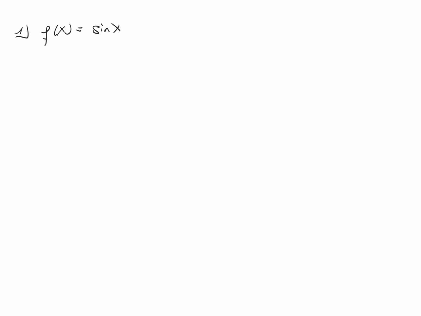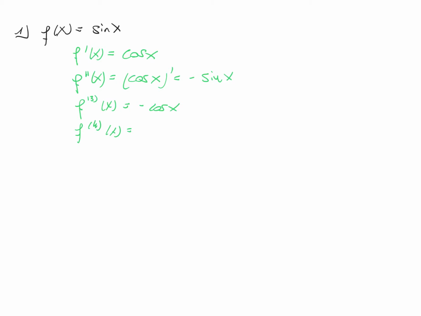The first function we had was the sine of x. If we look at the first order derivative, f prime of x, we know that the derivative of sine of x is equal to cosine of x. For the second order derivative, we derive the first order derivative. So this is the derivative of cosine x, which is minus the sine of x. We do this again. The third order derivative, the derivative of minus sine of x, will give me minus cosine of x. The fourth one will again give me the sine of x, and so on.